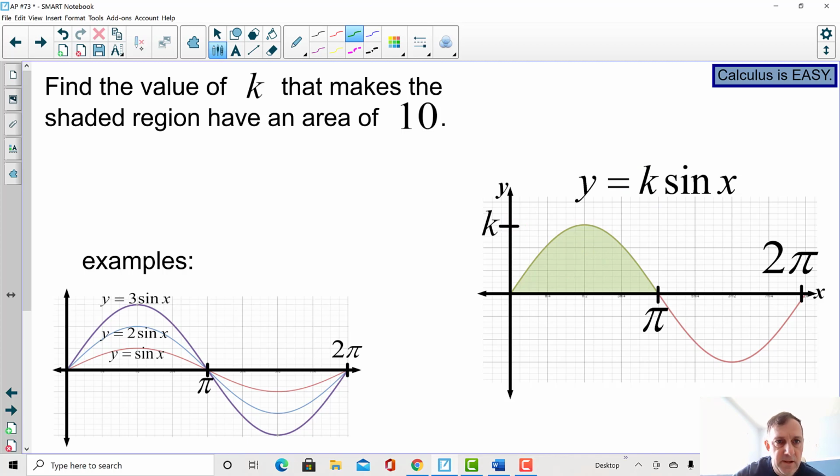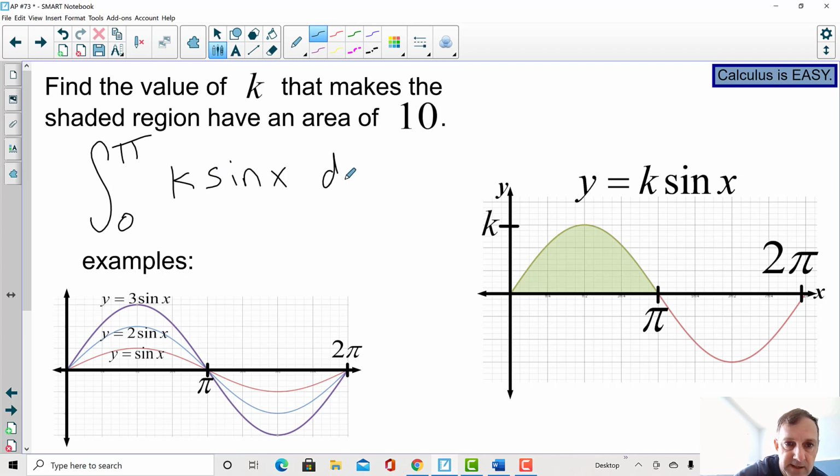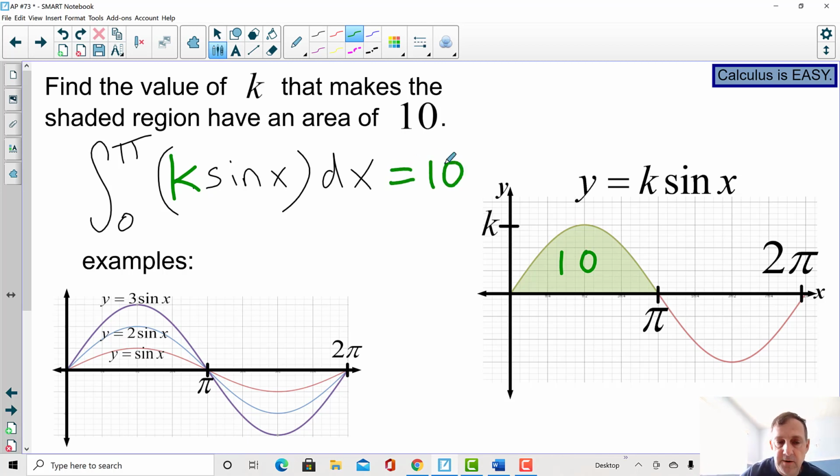So let's go ahead and set up the integral. For the shaded region, it's going to be the integral from 0 to pi. And we want to do top minus bottom. So our top function is going to be k times sine of x minus y equals 0. So you don't have to put minus 0. You can just put dx. So this would be the area of the shaded region. This k is kind of like a constant. So we need to find the value of k that would make that area equal to 10. So basically we just want to set this equal to 10, and we'll solve it with our graphing calculator.